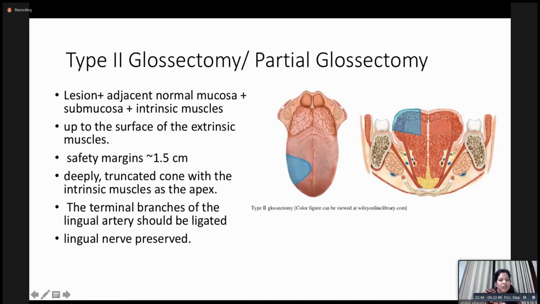Now type 2 glossectomy, which is also known as partial glossectomy, we go deeper. This is done for proven tongue cancers, and we have to take a safety margin of about 1.5 centimeter as per the authors. So here the defect is mucosa, submucosa, the whole of the intrinsic muscles, just up to the surface of the extrinsic muscles. The resection shape is like a cone. You take this whole block, and you don't have to take the lingual nerve or lingual artery as a whole, but only the terminal branches are ligated.